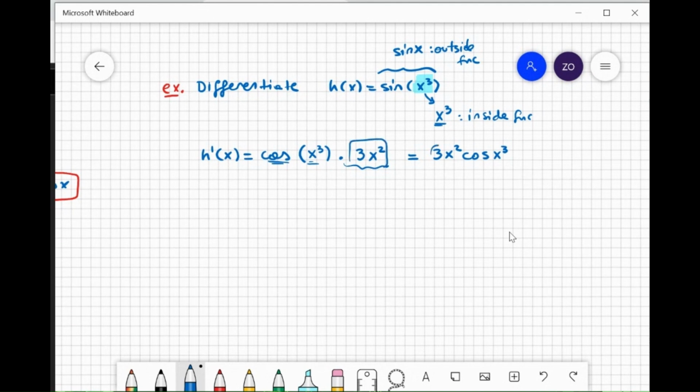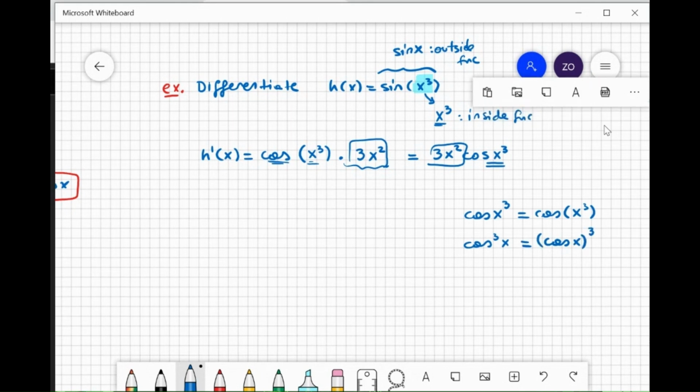So if you just put this in the front, you don't need to put parentheses around x cubed, because it's going to be obvious that this is the cosine of x cubed. Okay, so when you see this, this means you just take the cosine evaluated at x cubed, and you don't need to put parentheses. But if you see cosine cube of x, that means you find cosine of x and you cube the result. Okay, but here the outside function is the f function, the inside function is the g function.